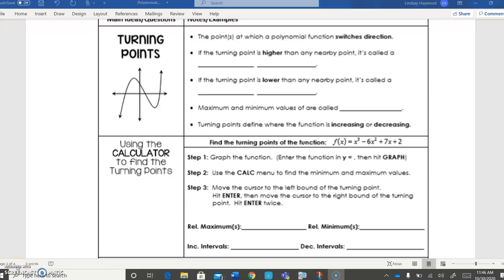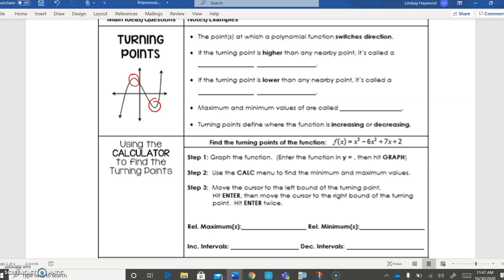Hey guys, so I'm going to explain to you how to find turning points, maximums, and minimums. So the points at which a polynomial function switches direction are called turning points. So this would be a turning point, as well as this being a turning point.